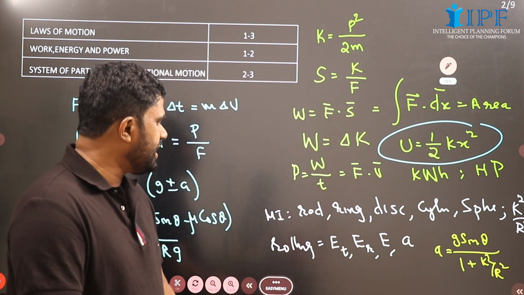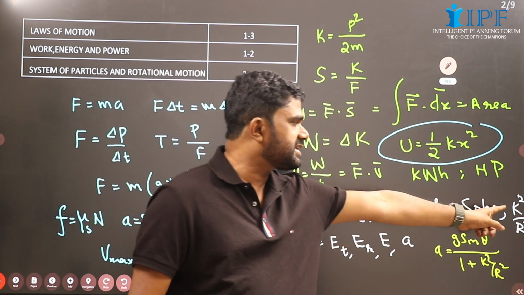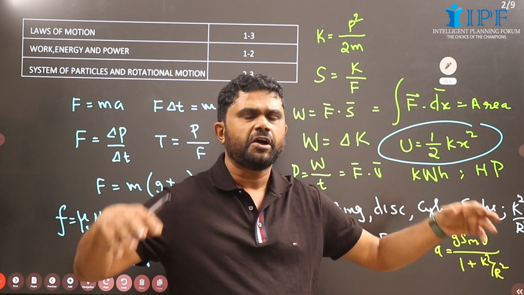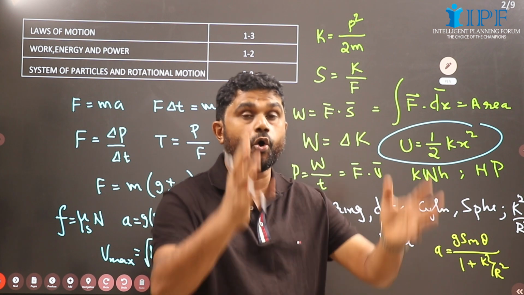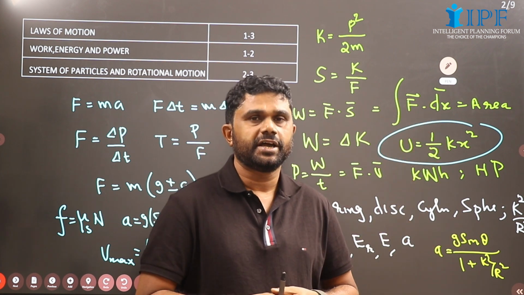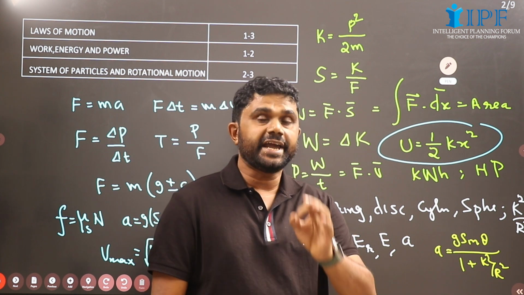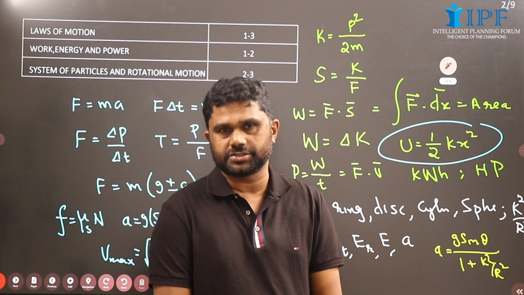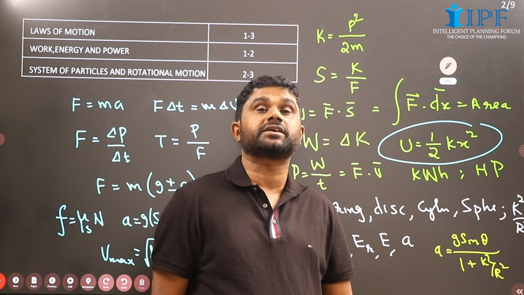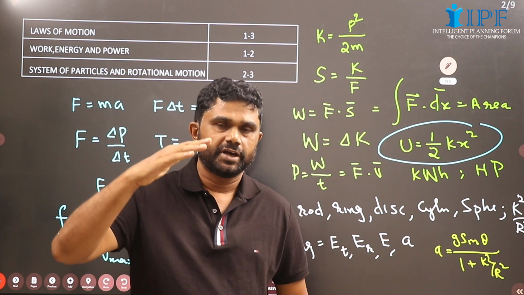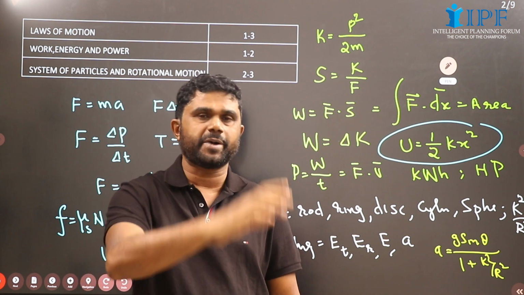Now the next thing is rolling. Before that, see, this k square by r square is very important. It is a ratio of a body that can roll. Rolling means it is the combination of rotational and translational motion. Any rolling body will have a radius, and the moment of inertia of that body will have mr square. The moment of inertia of a ring is 1 mr square. The moment of inertia of a disc is half mr square.